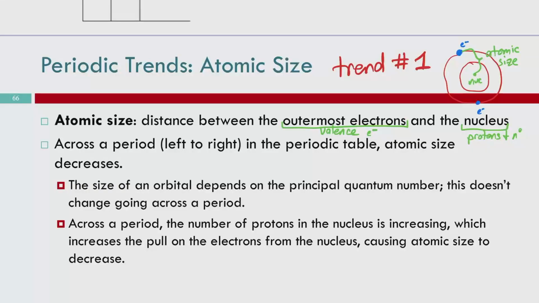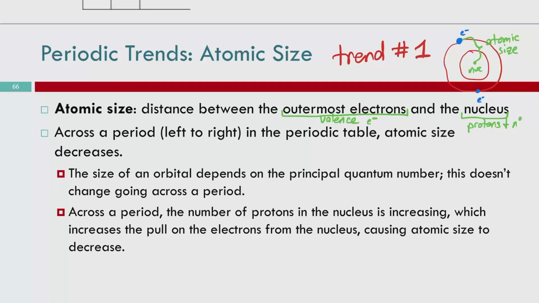Atomic size. It's our radius. I think it's the radius. Could be the diameter. It doesn't really matter. The trend is going to be the same either way. So across the period, so moving left to right, across the periodic table, atomic size goes down. But Mr. K, we're adding electrons. Why is it getting smaller?